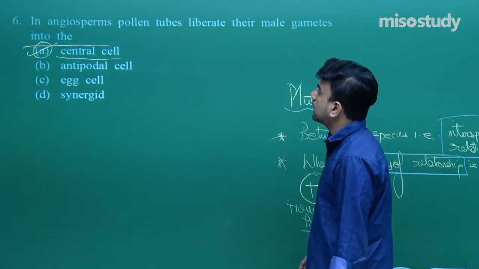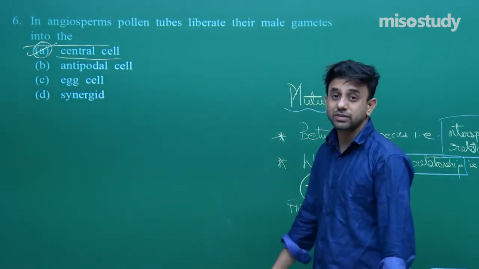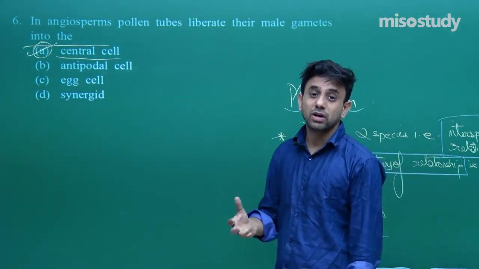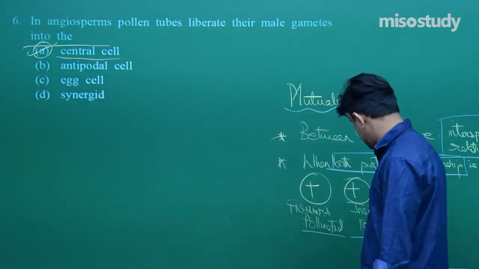Moving on to the next one, in angiosperms pollen tube liberates the male gamete into, once again the same question of the embryo sac we will talk about, where does it release the male gamete.